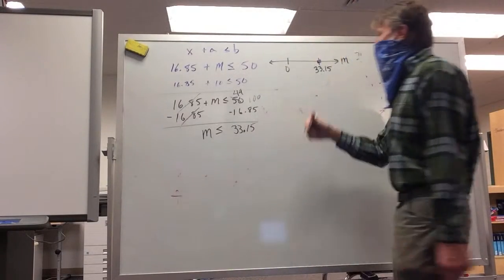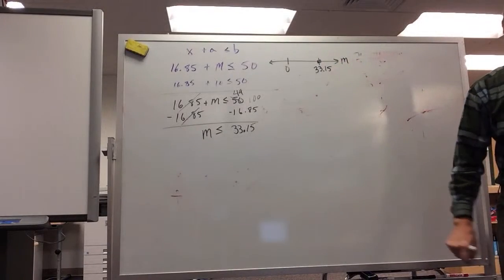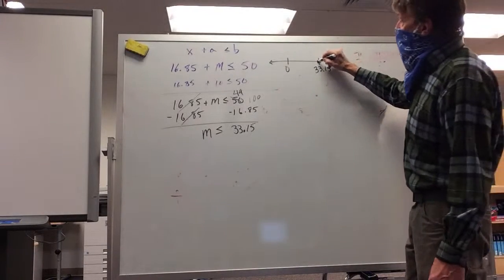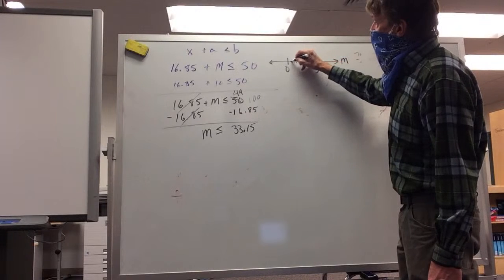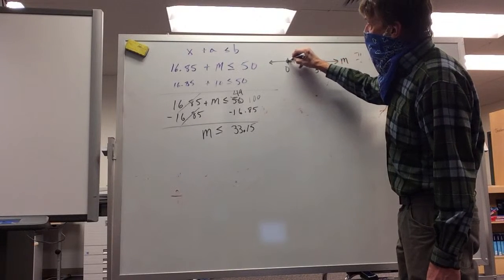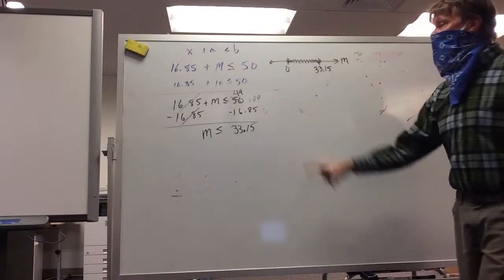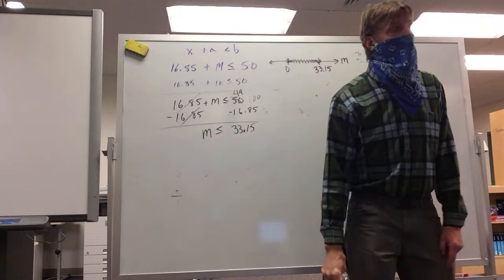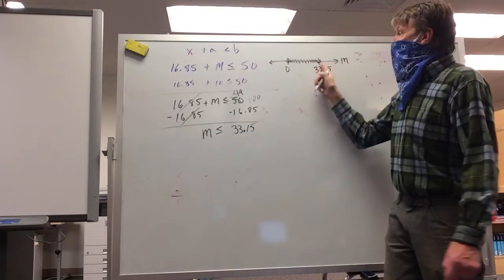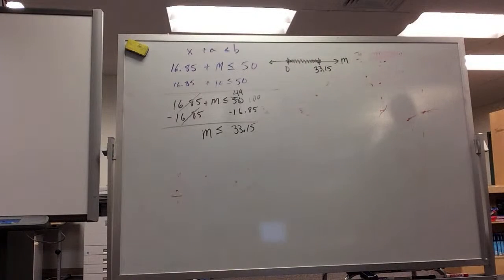Now, which way do we shade, more or less? And how far do we go? We go to 0, because we're not going to have negative weights, right? So even though this is not written as a double inequality, it still has 2 endpoints because that makes sense. You don't have negative weight.